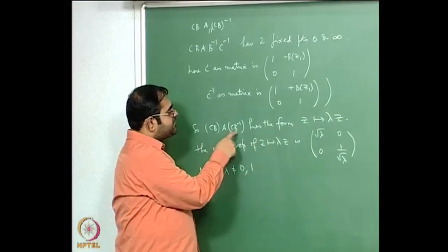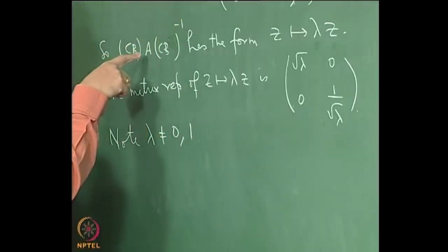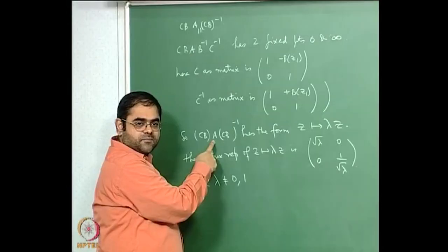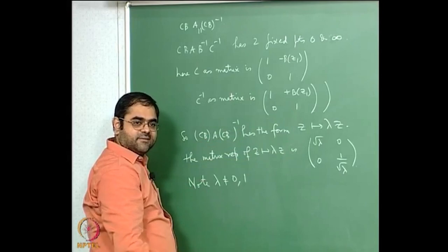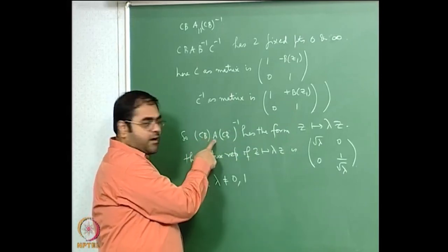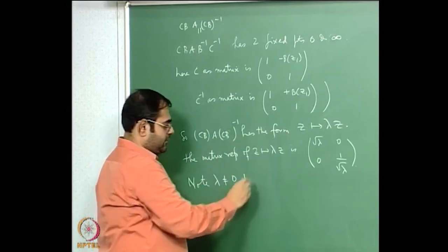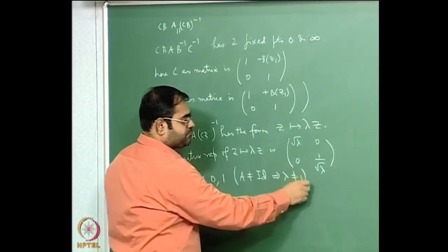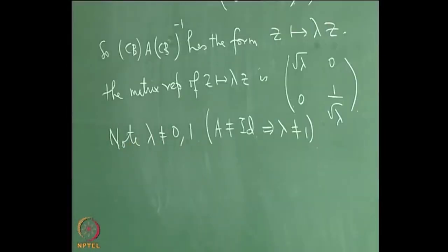If CBA, CB inverse is identity, so I think the inverse has been wrongly put, it should be put outside. If you conjugate a matrix and you get identity, then that matrix itself has to be identity, because you can unconjugate it, and on the right side, because you have identity, it will continue to be identity. So this A not being the identity will tell you that lambda is not equal to 1. A not equal to identity implies lambda is not equal to 1. So you see, the lambda values 0 and 1 are forbidden. Lambda can only have values other than 0 and 1.